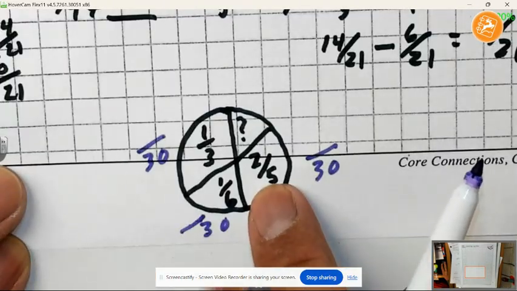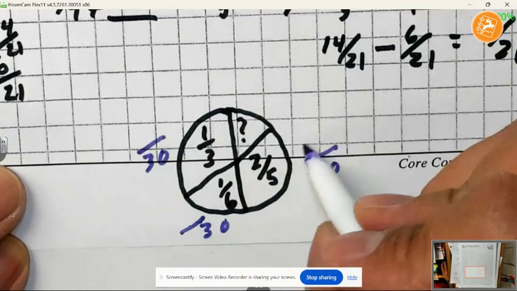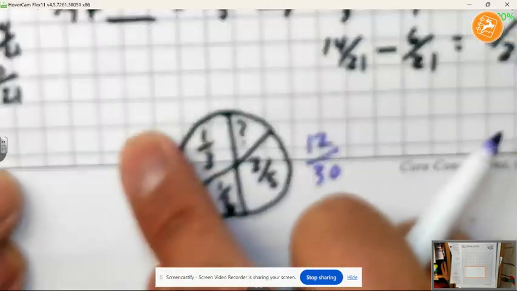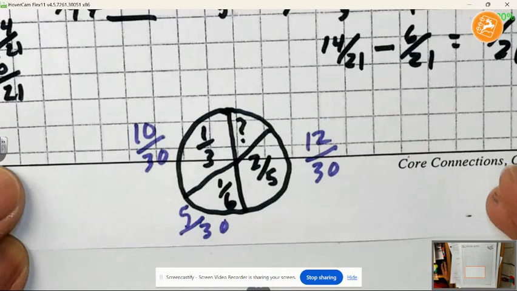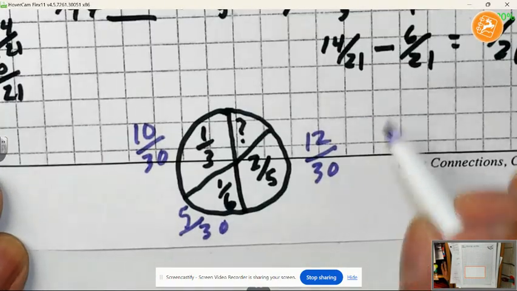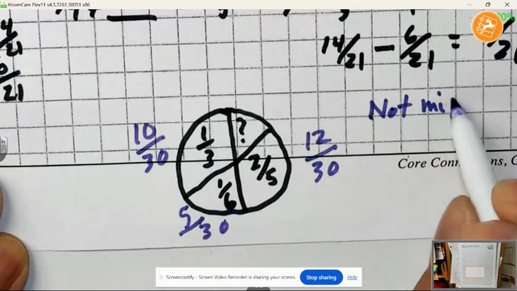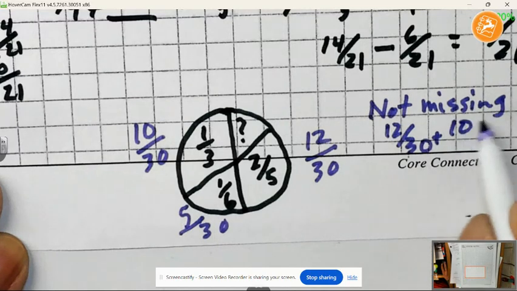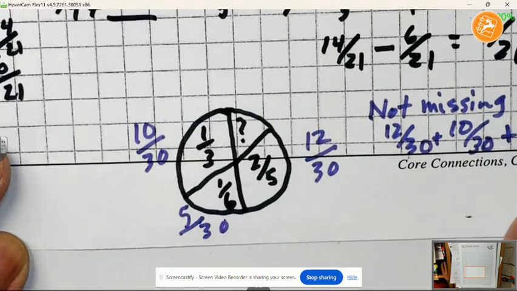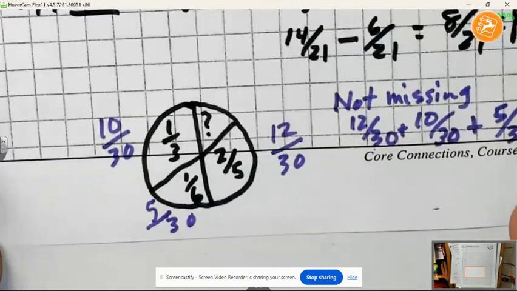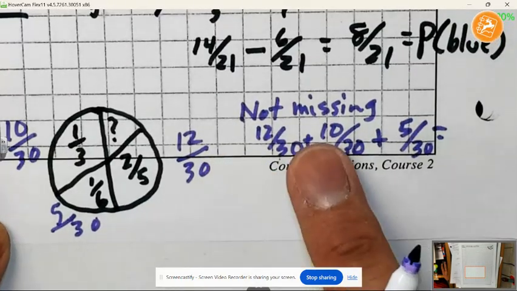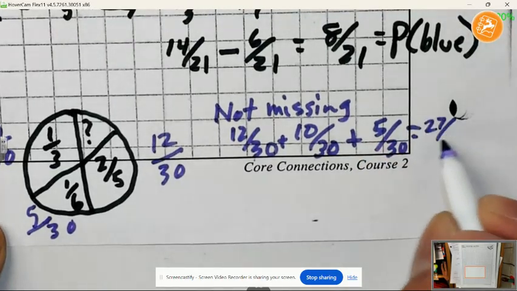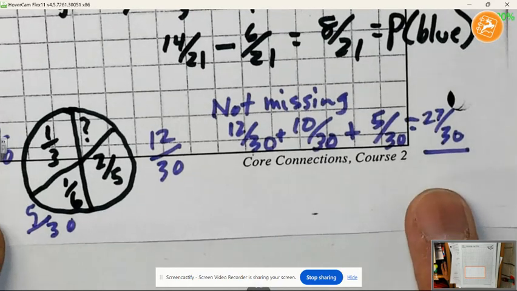So we're going to put all of these over 30. And now change these using the giant one. Times 6, times 6. Times 5, times 5. Times 10, times 10. And so now that gives us what's not missing. Okay, so what's not missing is 12/30ths plus 10/30ths plus 5/30ths. And that gives us 22 plus 5 is 27/30ths. Okay, this is what's not missing.